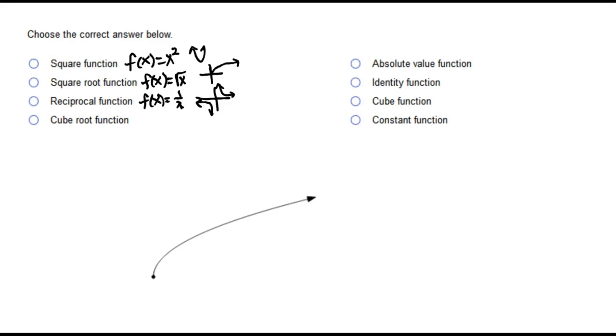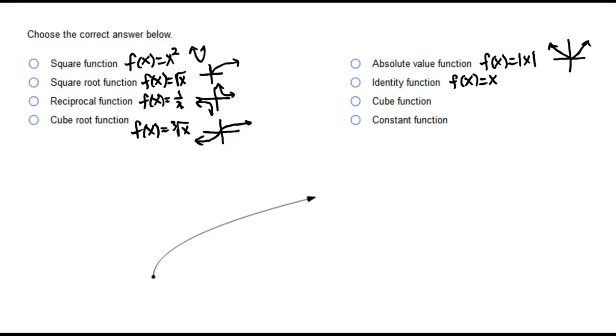The cube root function is f of x equals cube root of x, and is a little bit long horizontally. It goes through the origin, kind of has a little squiggle in the middle. The absolute value function is referring to f of x equals absolute value of x, and this graph has a V-shaped graph. The identity function is f of x equals x, and this is a linear function going through the origin.